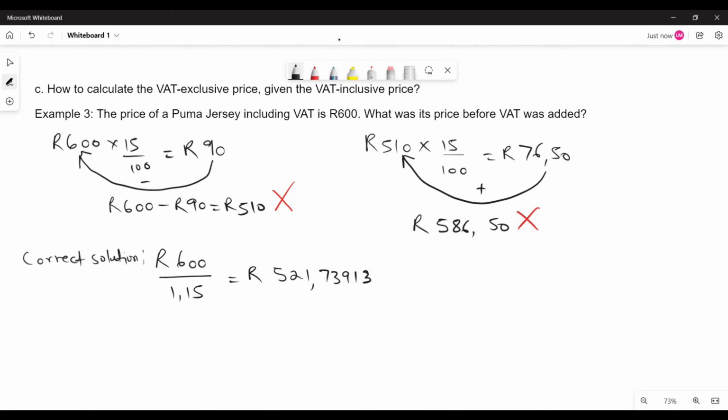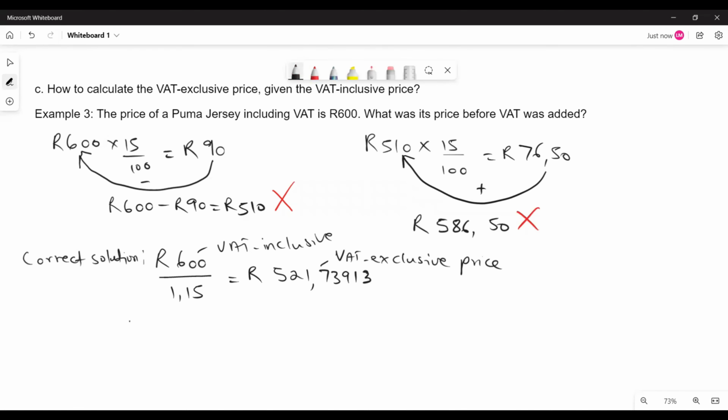So now, what am I going to try to do? For now, this is the answer because this is a VAT exclusive price. This is the price before VAT was added. VAT exclusive price. And this was the VAT inclusive price. So you had to divide the VAT inclusive price by 1,15 in order to find the price before VAT was added.